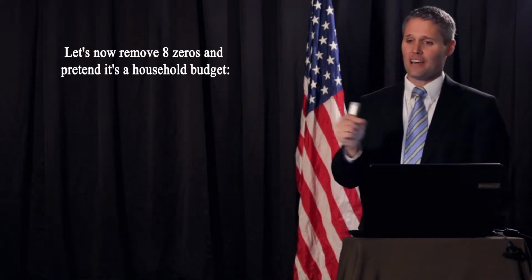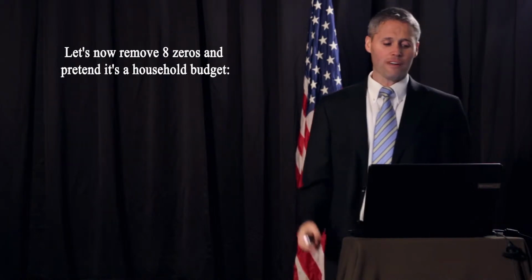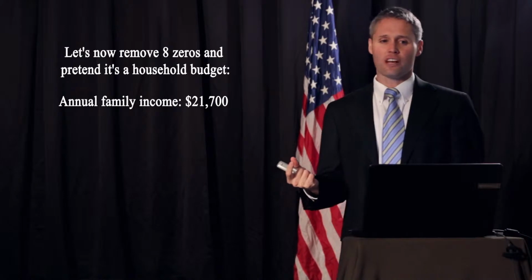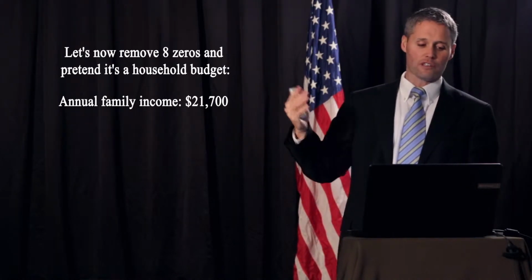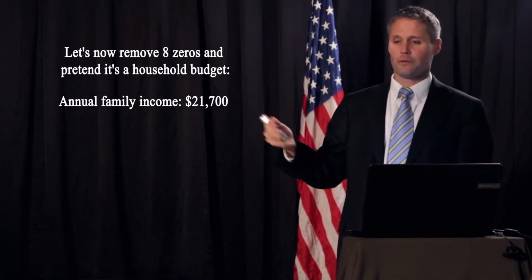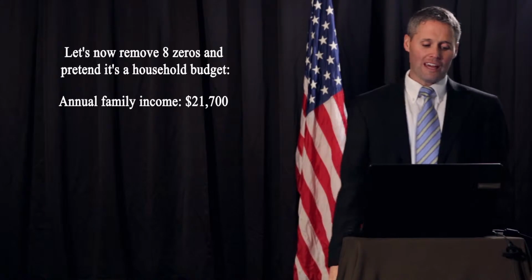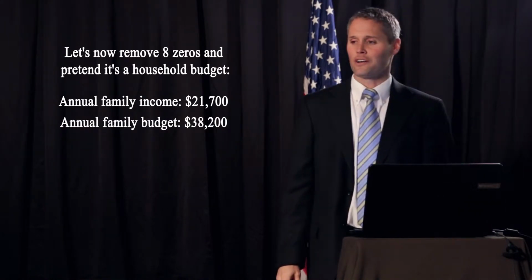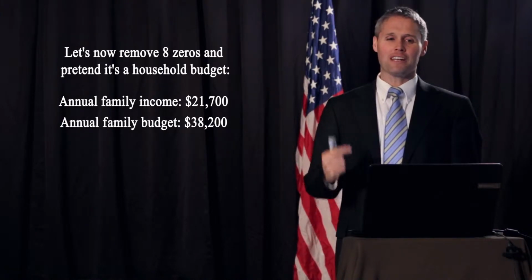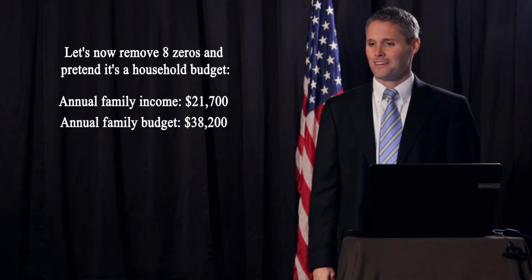Let's look at this as if it were a household budget. What I've done is I've taken off 8 zeros in order to give us a perspective of what we're talking about here. My annual family income, let's say, is $21,700, okay? So essentially what I've done is taken off the 8 zeros. Is it 2.17 trillion? Well, now it's only 21,700. Just take off those 8 zeros and you have a new number. The annual family budget then is $38,200, okay? I'm spending $38,000 and I'm only taking in roughly $22,000. Okay, you see how I did that?